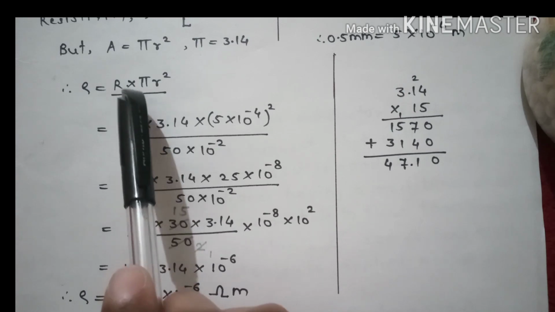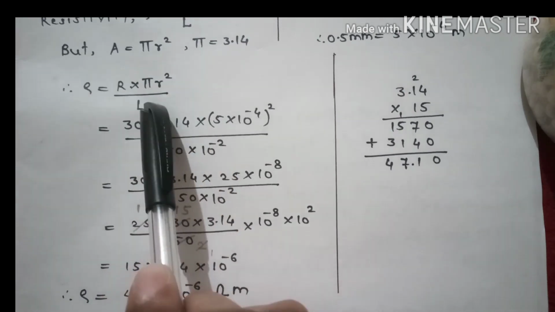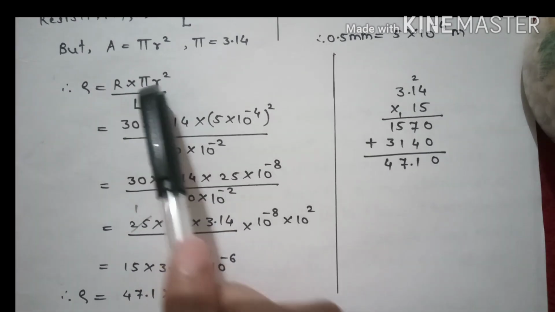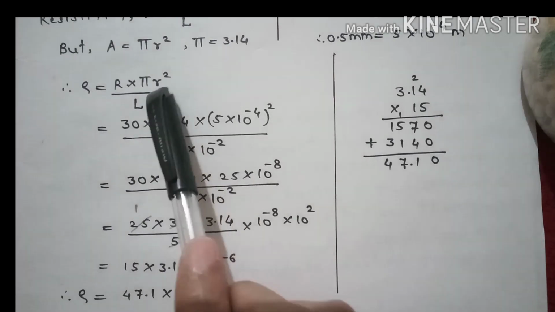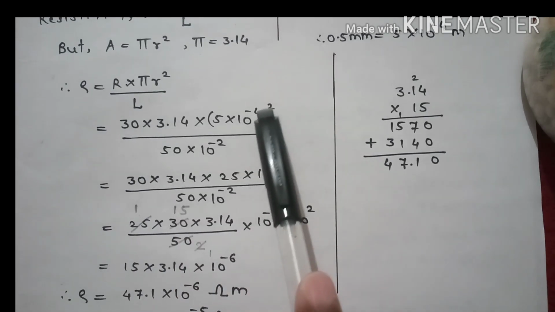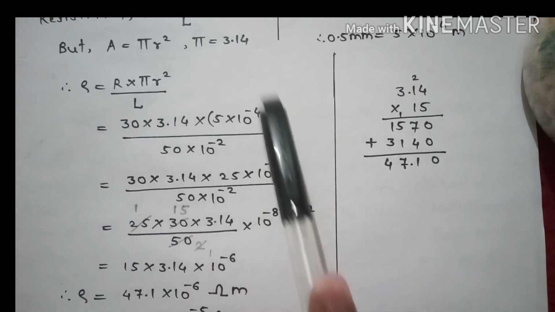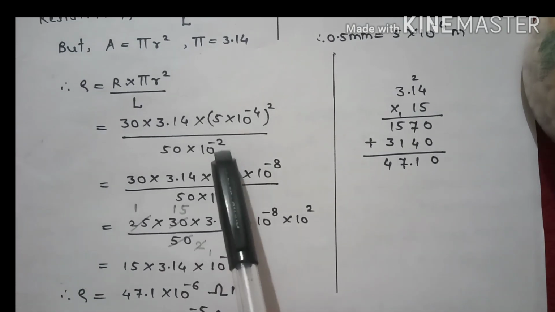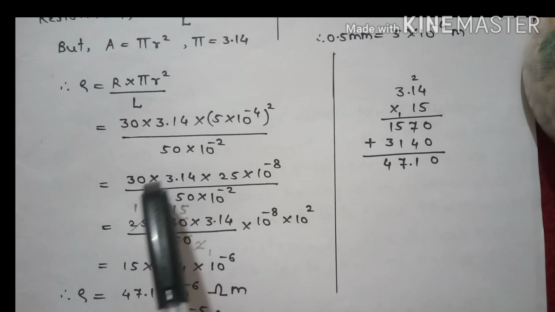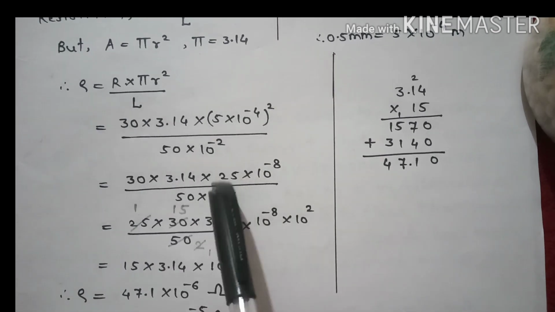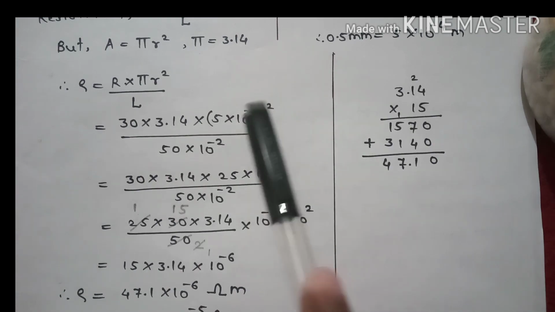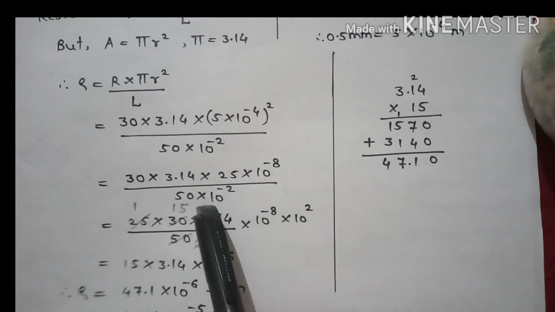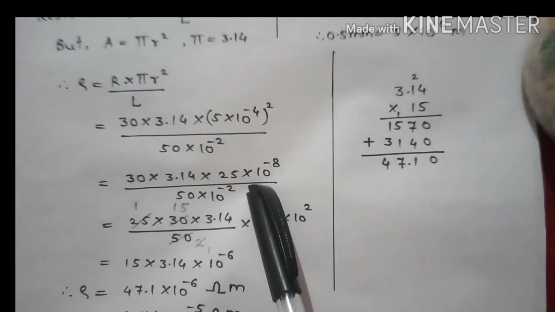Rho is equal to R into pi r square upon L as it is. Now here resistance value 30 into pi value 3.14 into r value is 5 into 10 raised to minus 4 bracket square. Here r square is there, due to that we are writing here bracket square, upon 50 into 10 raised to minus 2, that is equal to 30 into 3.14 into 5 square is 25 into 10 raised to minus 4 square means 10 raised to minus 8 upon 50 into 10 raised to minus 2 as it is.